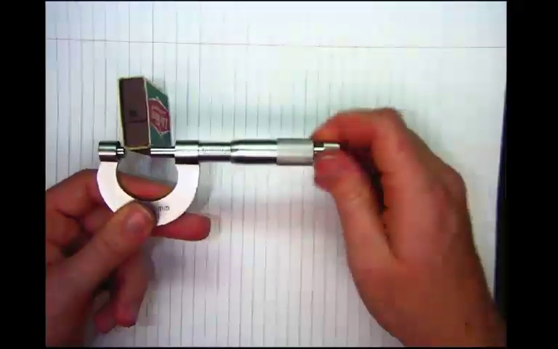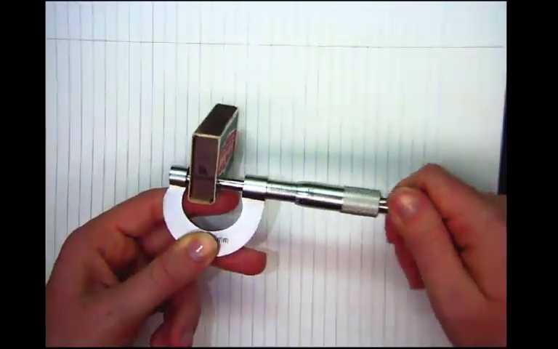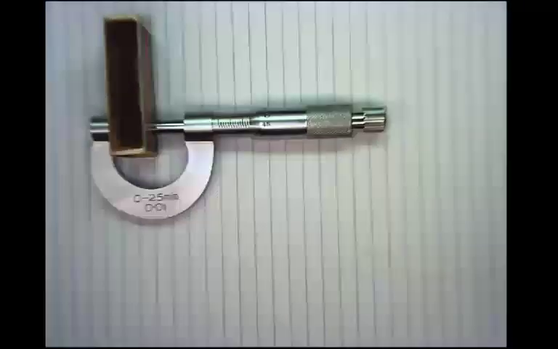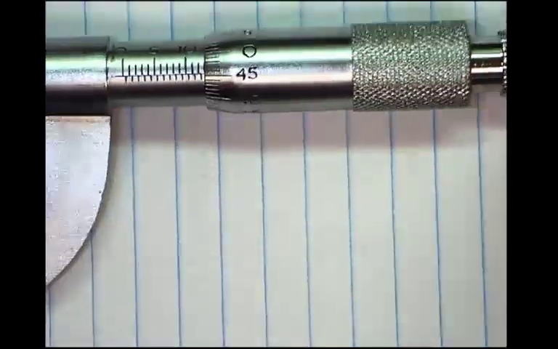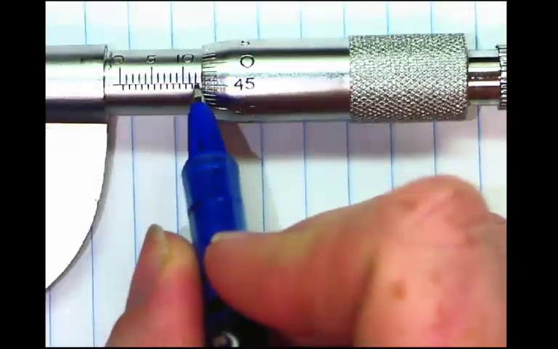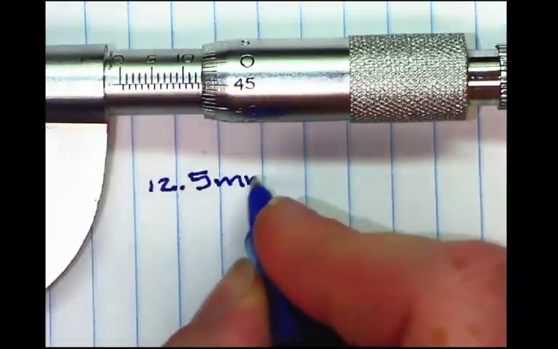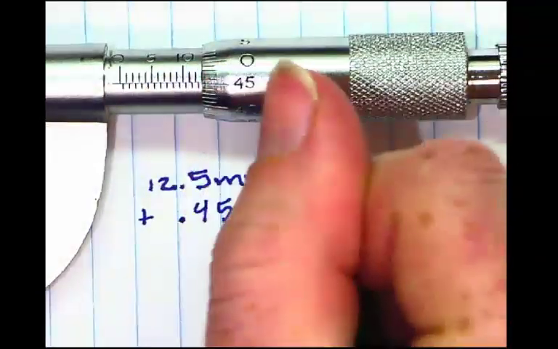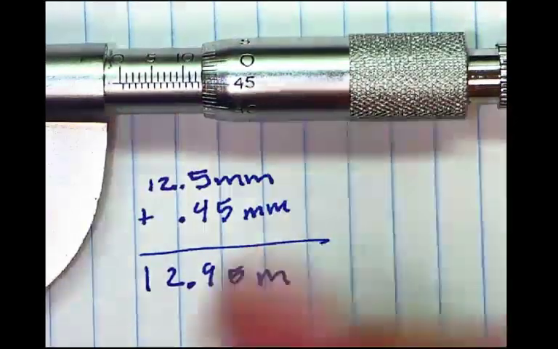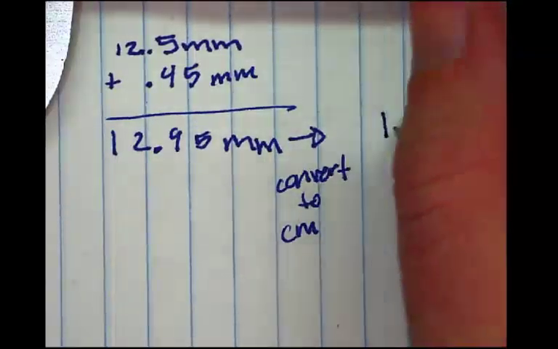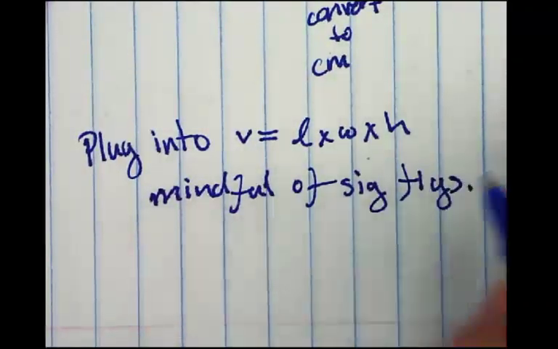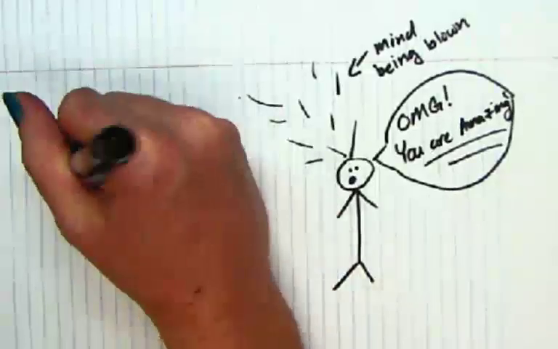Okay, so what we're going to do is we're going to go ahead and get our measurement. We're going to secure our object in our micrometer, and then we're going to zoom in closely and actually take the reading. So we've got that main scale measured in millimeters, and we can just count over to be 12 point, and then it drops down to 0.5 millimeters. And then we're going to see where that thimble lines up best with that main line, and right now it's going to line up at 45, so that's 0.45 millimeters. So our main reading is going to be 12.95 millimeters, so we can convert that to centimeters and see that it's actually 1.295 centimeters. And so we can go ahead and plug that into the volume formula, which is V equals L times W times H, and we need to be mindful of significant figures, and then we can blow everybody's mind with how awesome we are.